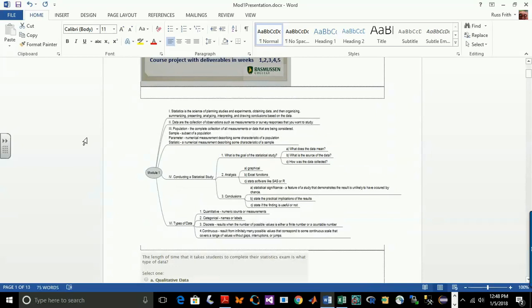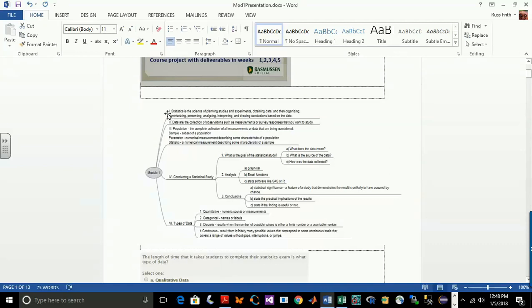Module 1 presents a review of a number of definitions that you will be using. Statistics is the science of planning studies and experiments, obtaining data, and then organizing, summarizing, presenting, analyzing, interpreting, and drawing conclusions based on the data.